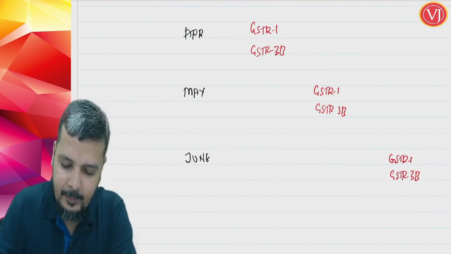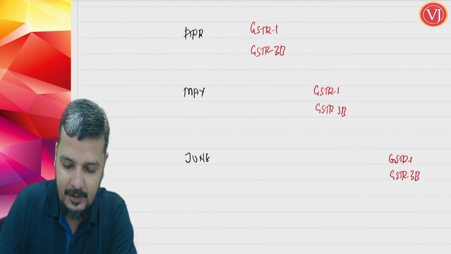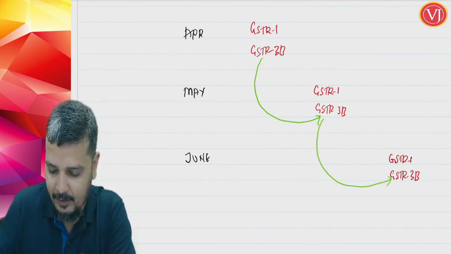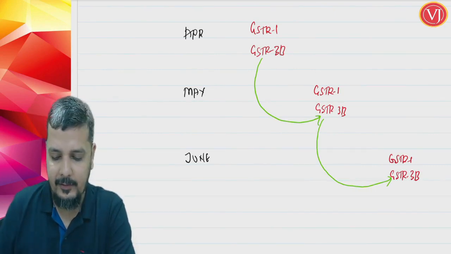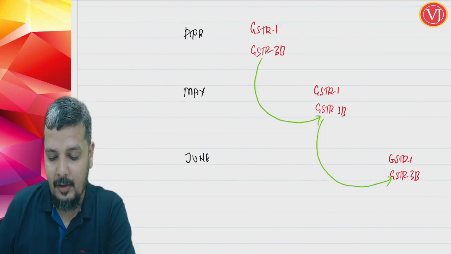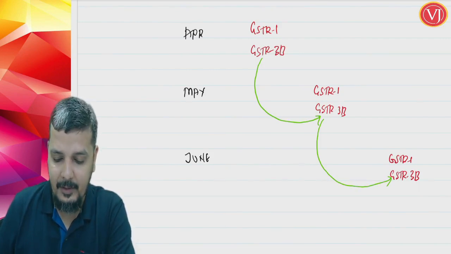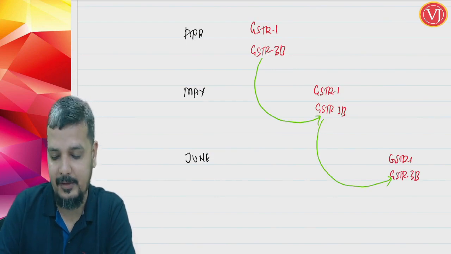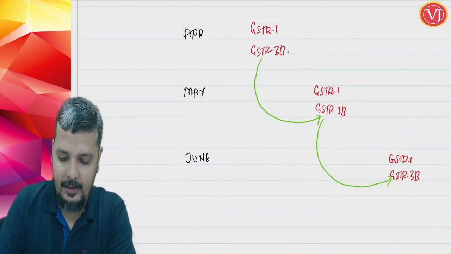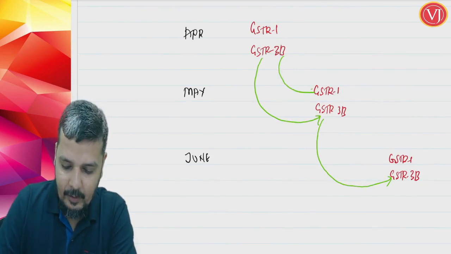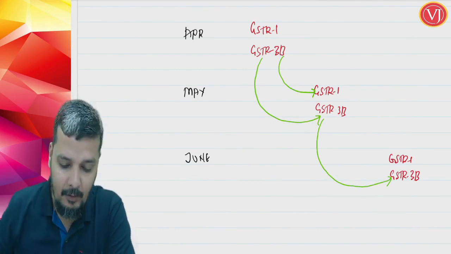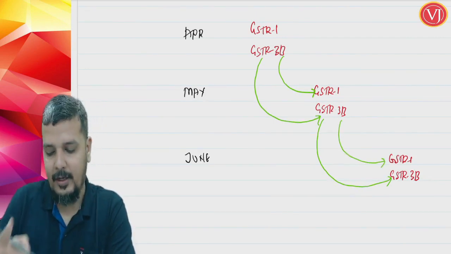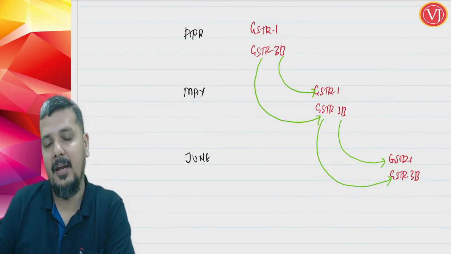First, if I were to file GSTR 3B of May month, I should have filed GSTR 3B of April. If I want to file GSTR 3B of June, I should have filed GSTR 3B of May. This was already there. Another provision: if I have not filed GSTR 3B of the previous month, April, I cannot file GSTR 1 of May month. If I want to file GSTR 1 of June, I should have filed GSTR 3B of May. So these two were already there.